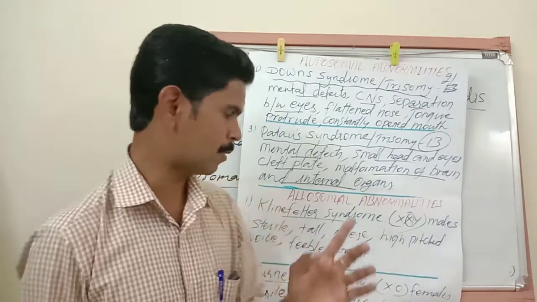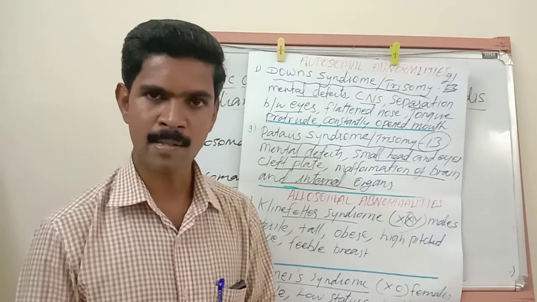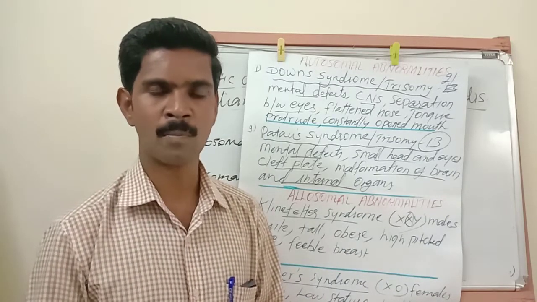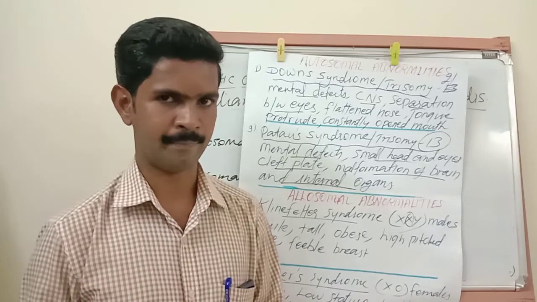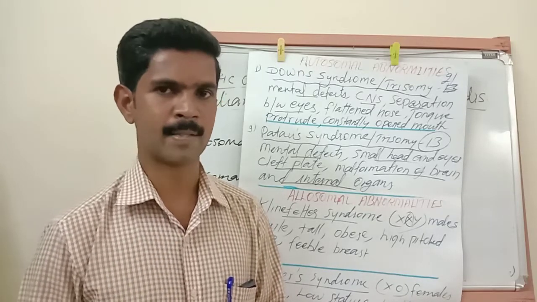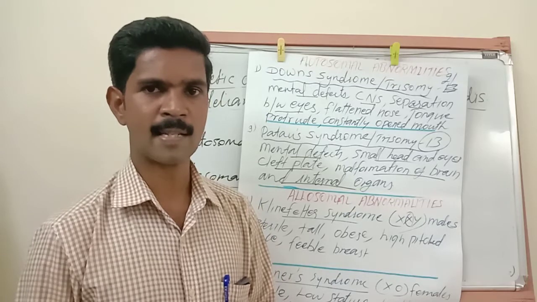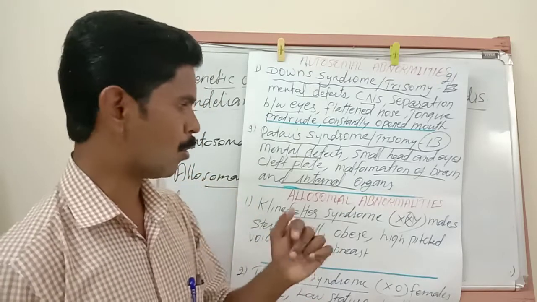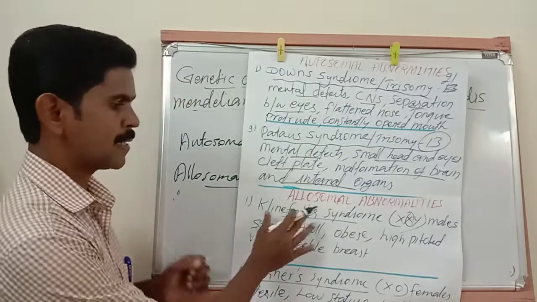I hope you understand the meaning of Klinefelter syndrome. In this syndrome, one more X chromosome is present in the male cells. This disease affects only males. So instead of 46 chromosomes, the affected person's cells have 47 chromosomes. Hope you understood that. Symptoms of Klinefelter syndrome.